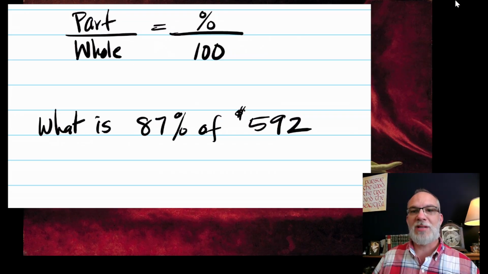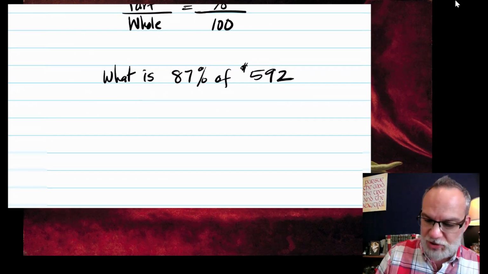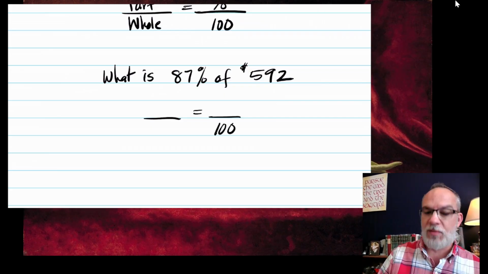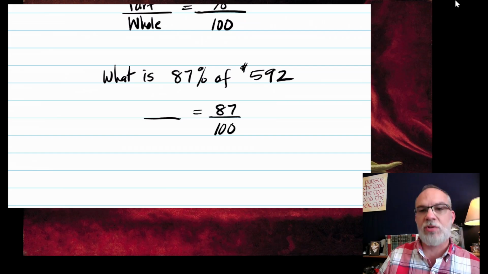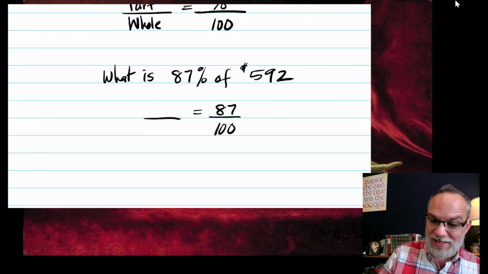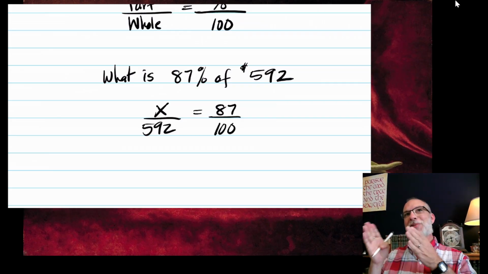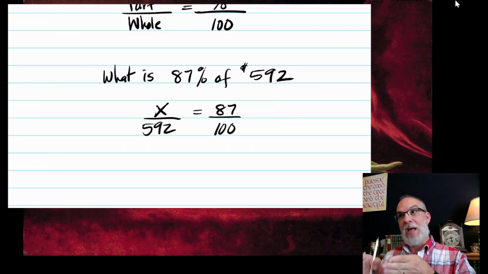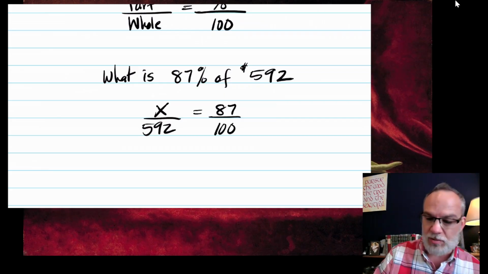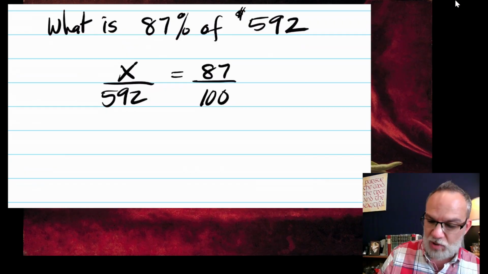Okay, you pressed pause and now you're done. I would set it up as a proportion. Line, equal sign, 100 goes there. 87 is the percent, but that's the part that I know, so it goes on top. If 87 out of 100 is one relationship, what is that same thing over there? I don't know, out of 592. The same relationship that 87 has with 100 has to be the same relationship as something I don't know yet has with 592.